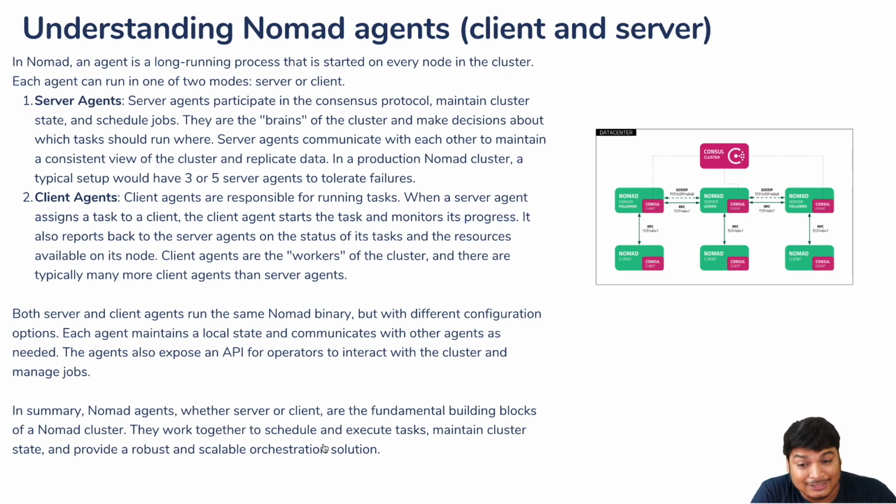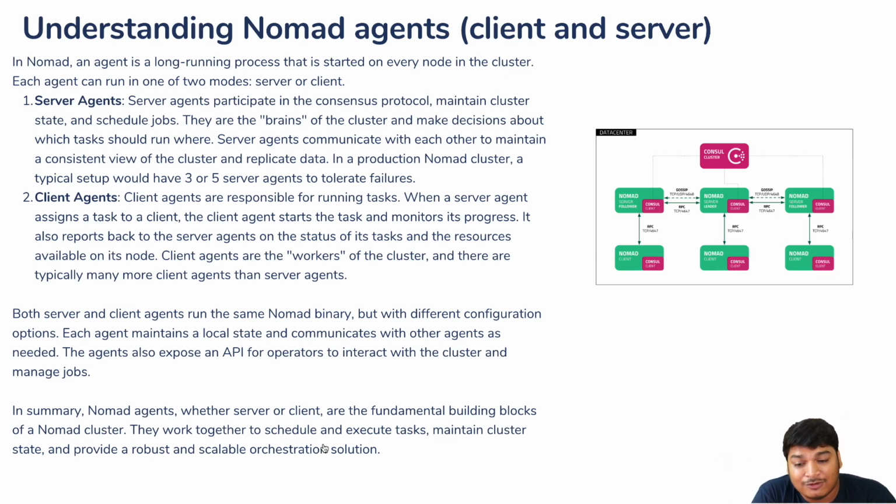Okay, then the client agents. So client agents are responsible for running the tasks only. Okay, when a server agent assigns a task to a client, the client agent starts the task and monitors the progress. Okay, and it also reports back to the server agents on the status of the task. Is it running? Has it failed? What is happening? Okay, all those things it reports back. Okay, and there are typically many more client agents than server agents. So you will have more clients than servers, of course.